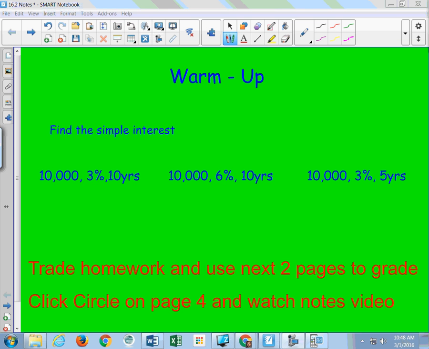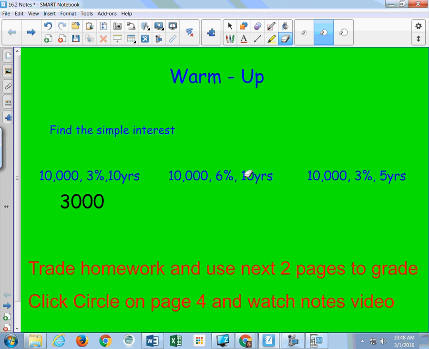Alright, looking at the formula, same as yesterday. All we have to do is take our 10,000, 3% in 10 years, plug it into the I equals PRT. Make sure you change the 3% to 0.03. And then if you did that, you should get 3,000.